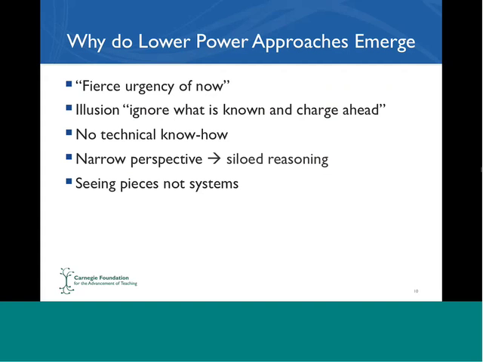And why do these low-powered solutions emerge? For really good reasons, especially when you think about education and schooling. Well, one is what Martin Luther King referred to as the fierce urgency of now. The problems we confront are so profound and affect so many people, we want to get on with it.